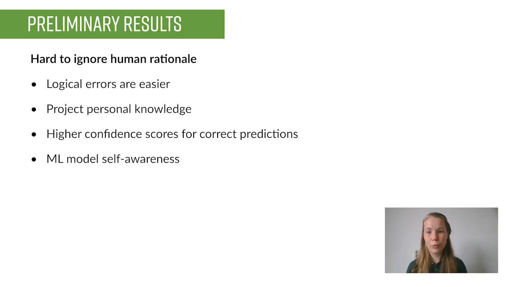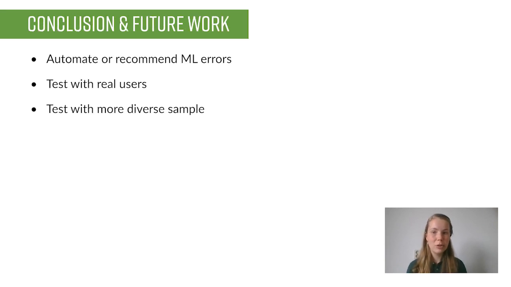They gave higher confidence scores for correct predictions, and they expected the model to be aware of making errors. These insights can be used when setting up Wizard of Oz studies, for example, by automating and recommending which error to make. Future studies should be conducted to test the interface and machine learning errors with real users and a more diverse sample.